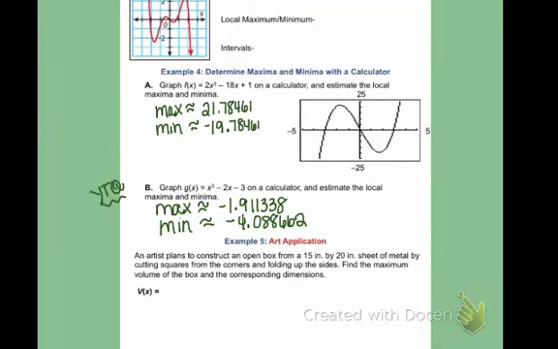Okay, so I hope you've mastered the calculator to find the maximum and minimum values. And so here is the maximum value for that function x cubed minus 2x minus 3. It's approximately negative 1.911338. And the minimum, or the local minimum, is negative 4.088662.